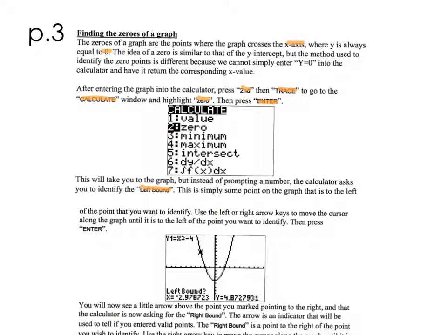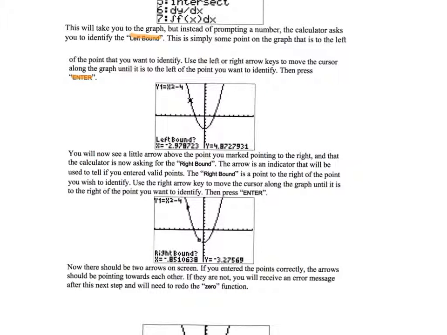This is simply some point on the graph that is to the left of the point that you want to identify. Use the left or right arrow keys to move the cursor along the graph until it is to the left of the point you want to identify. Then press enter. So you can see in the graph below that this is the point we want to identify right there. So we are going to go somewhere to the left of it. So this blinking cursor right there is going to be to the left of that orange point we want to find.